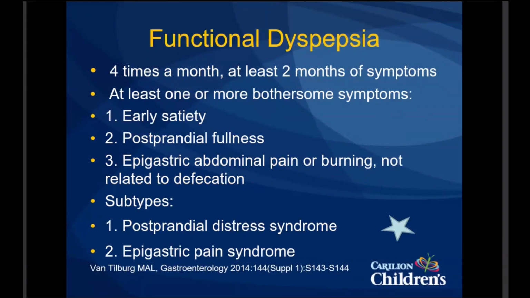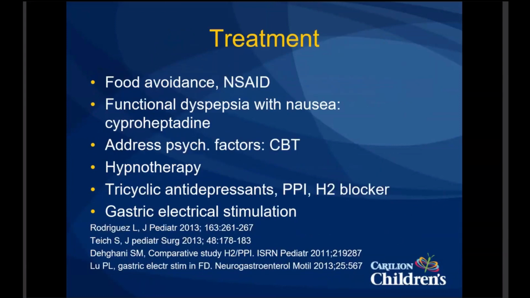How to treat this? Avoidance of food irritants, avoidance of non-steroidal anti-inflammatory medications, and keep in mind that you can also try cyproheptadine, but you have to address psychological factors with chronic cognitive behavioral therapy. Hypnotherapy will be helpful, and in some more severe cases, a tricyclic like amitriptyline. Amitriptyline is also given in low doses in any of these functional disorders. We usually use 10 milligrams, and then we increase up to 25 if needed, at most 50 milligrams per day, usually given at night. PPIs have a role mostly in the epigastric pain type of disorder, and H2 blockers as well. In some specific motility centers, gastric electrical stimulation might be helpful.